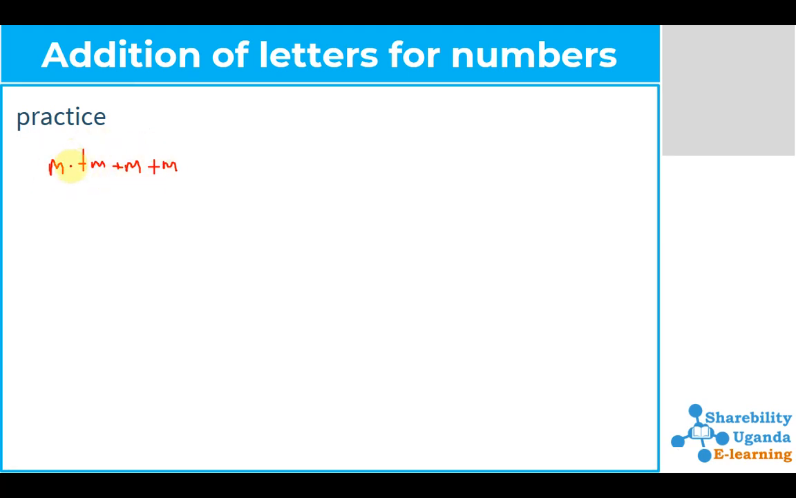We said since all these are letters, we shall be able to add them and give out the exact number. So here we make some additions, the m plus m and m plus m. We shall be getting four m.